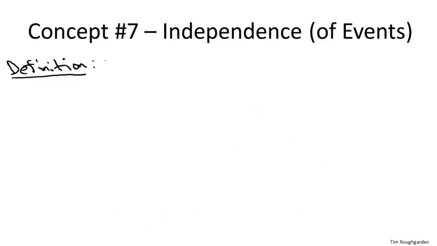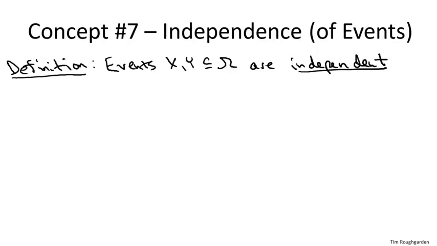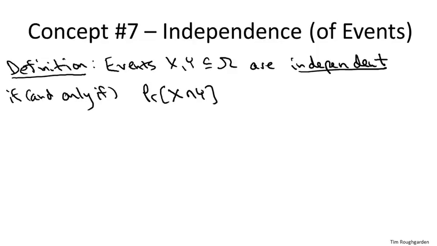Again, we consider two events, x and y. By definition, the events are independent if and only if the following equation holds: the probability that both of them happen, that is the probability of x intersect y, is exactly equal to the probability that x happens times the probability that y happens. So that's a simple, innocuous looking definition.